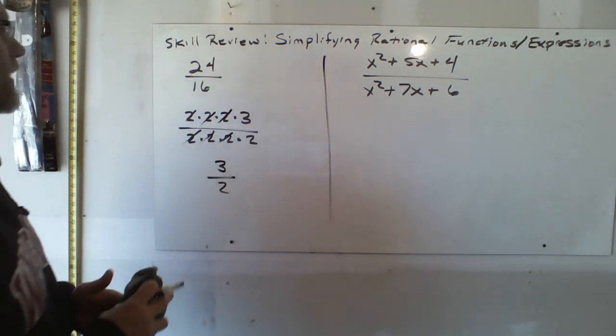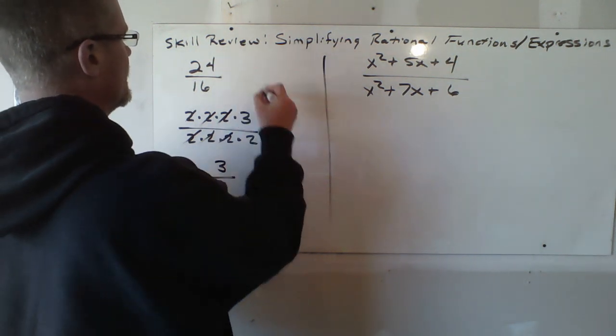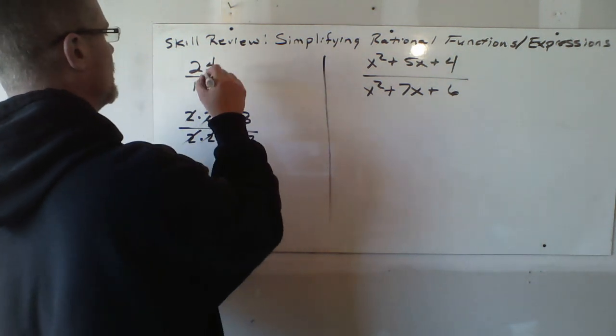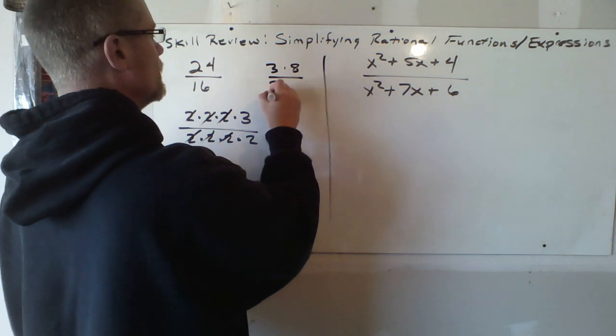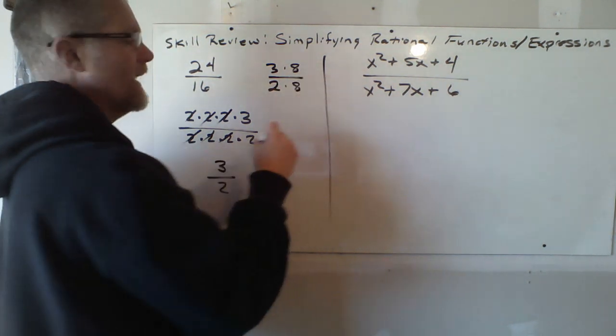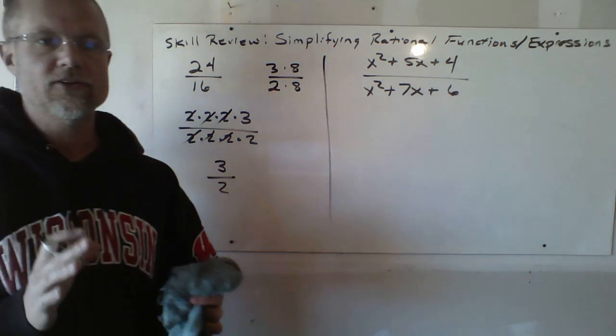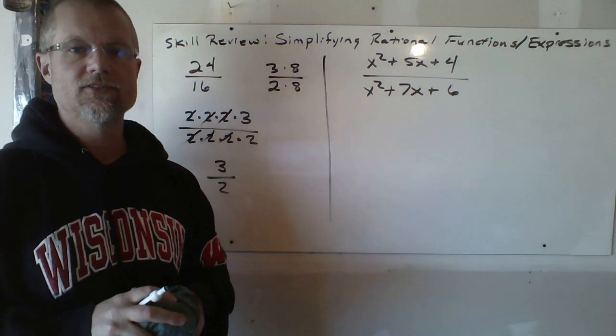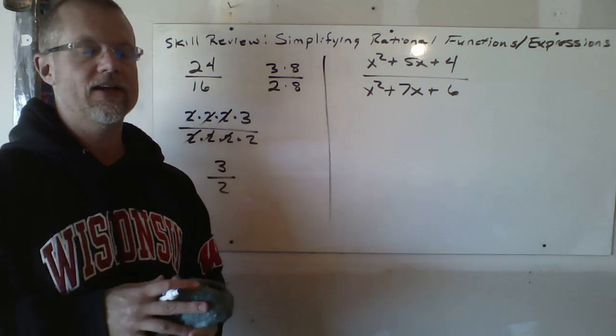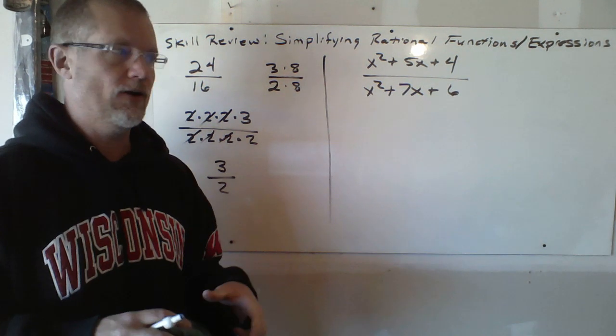Now, some of you are saying, yeah, I know I could have done that before. I could have said, oh, wait, this is 3 times 8 over 2 times 8. And I could divide by 8 over 8. 100% true. That's right. Over here, you could do the same thing if you knew that there was a common factor that wasn't linear, that you didn't break it all the way down.